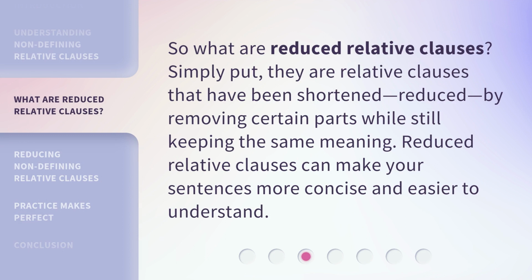So what are reduced relative clauses? Simply put, they are relative clauses that have been shortened, reduced, by removing certain parts while still keeping the same meaning. Reduced relative clauses can make your sentences more concise and easier to understand.